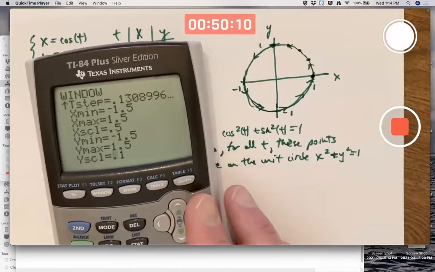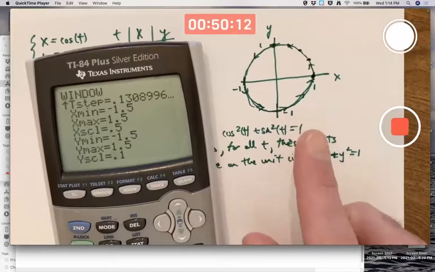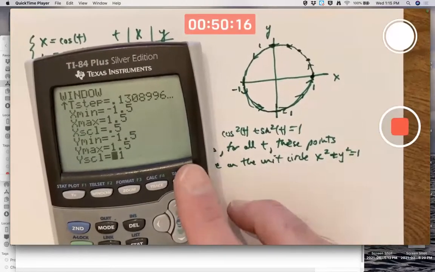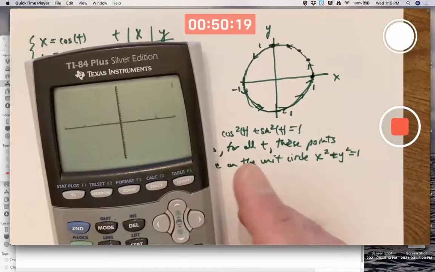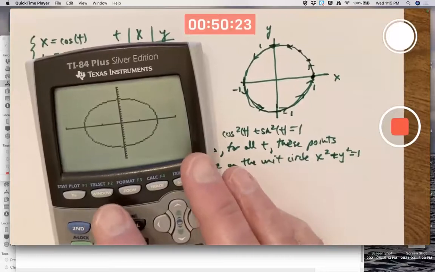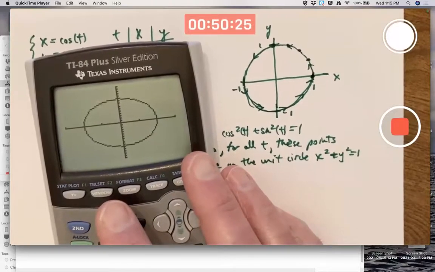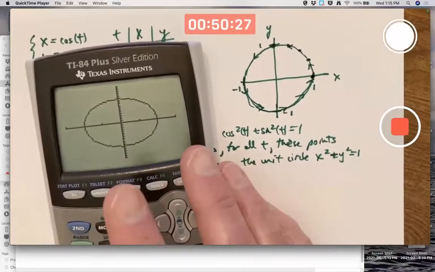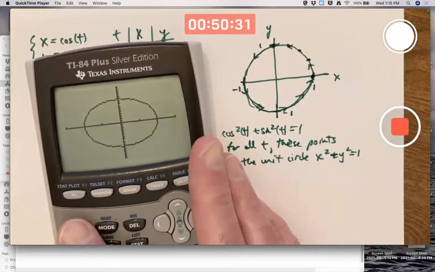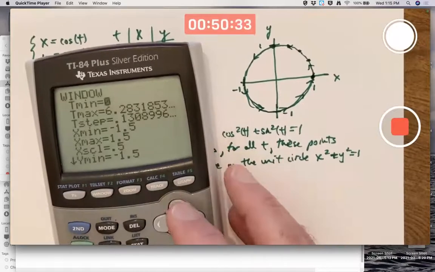And when I hit graph, you're going to see the unit circle be traced out, and watch the motion of it, though. It's at a constant speed. Ready? 1, 2, 3, go. Doesn't look like a circle. That's because the window is not set to make it look like a circle. If I pick a different window, let's see here. I'm forgetting how to do this window.